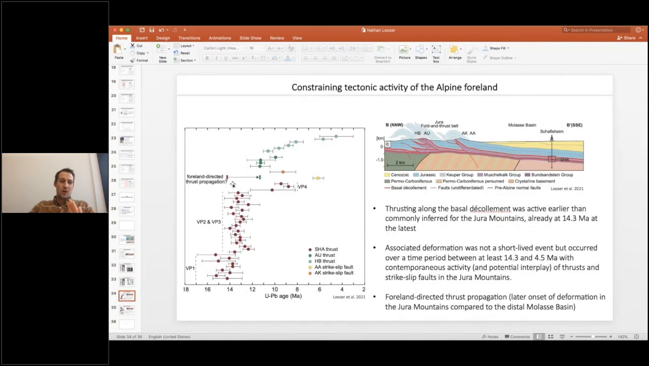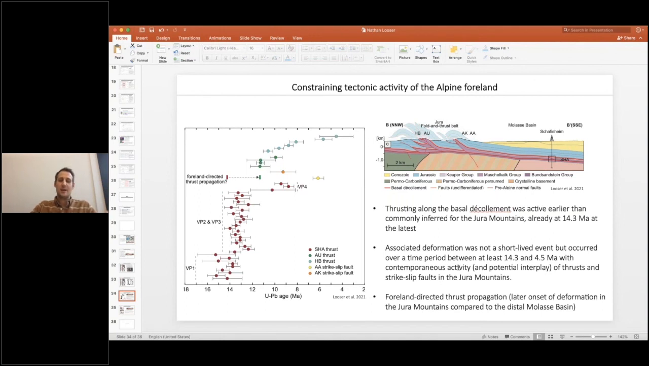So that was that. These ages were all from the Schafisheim thrust, which is located more in the south. So that is expected to be a little bit older than the other ones. This is plotted here. That's the data from Schafisheim. And then we also analyzed these thrusts at HB, Habsburg, and AU, Asp, Uslimat. Those are the locations. And here we see ages between 12 million years and 4 million years.